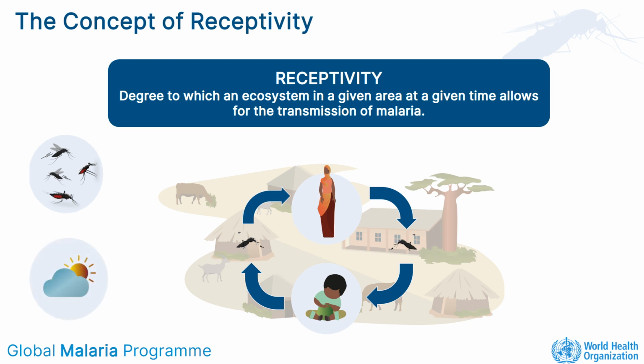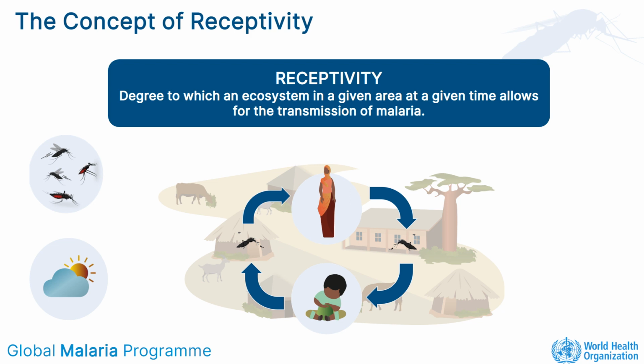Receptivity will also increase in warmer and wetter weather. Warmer temperatures speed up the development of the parasite in the mosquito and the mosquito's growth, leading to more infective mosquitoes. Wetter weather increases the availability of breeding sites for mosquitoes, which contributes to greater numbers of mosquitoes and a higher level of receptivity.